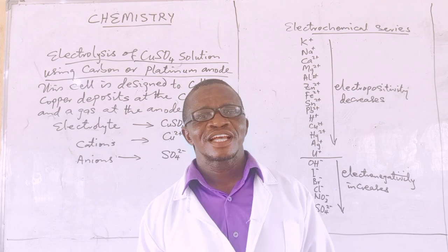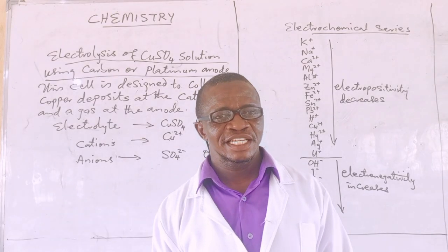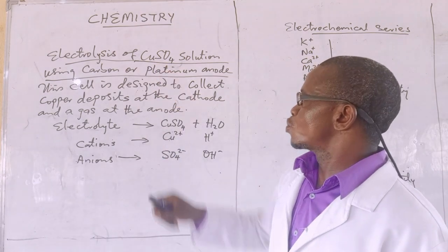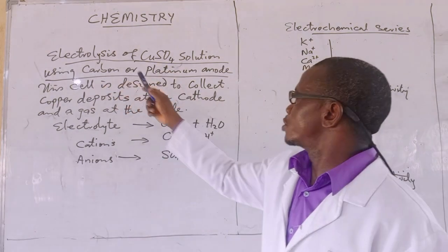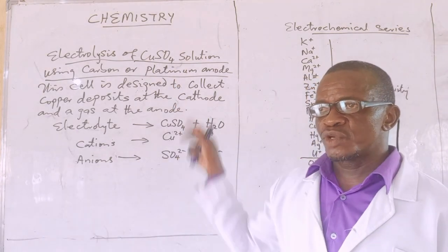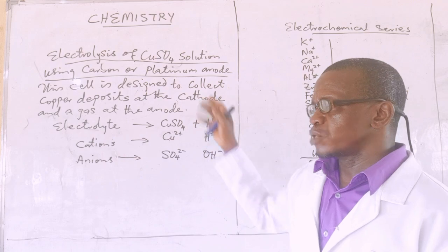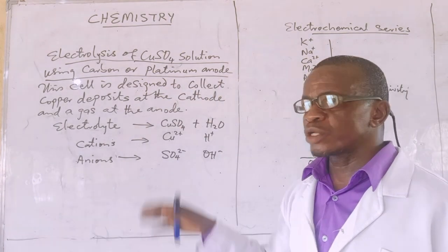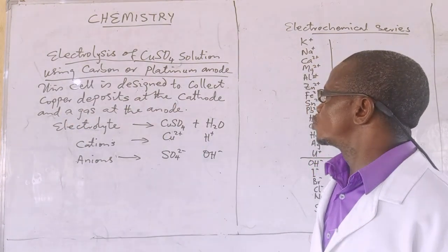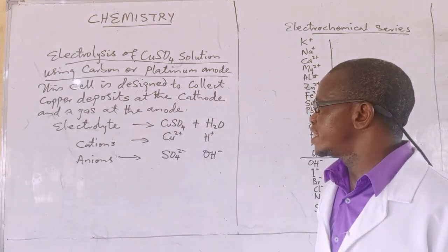In today's class, we are going to consider the electrolysis of copper(II) tetraoxosulphate(VI) solution. We are going to use carbon or platinum as our anode. If we use any of these, remember they are inert electrodes, so we can use any of them. Now, using any of them, what are we trying to get from the electrolyte? This cell is designed to collect copper deposit at the cathode and the gas at the anode.